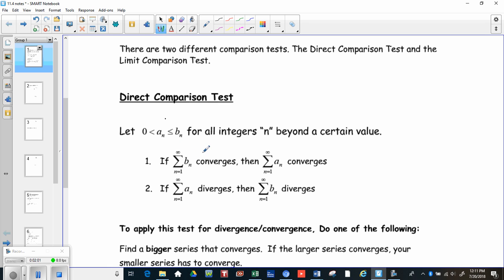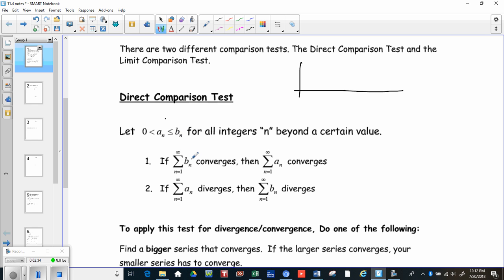What it says is this. It says that if the series b sub n converges, then a sub n converges. And then it says, conversely, if a sub n diverges, then b sub n diverges. Okay, now let me show you what that means. So if I were just to construct a very simple graph here. Now remember, the criteria is that both of these things are greater than 0, and we're going to know something about both of these series.